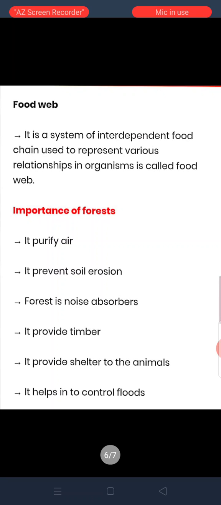Food web. It is a system of interdependent food chains used to represent various relationships in organisms, called a food web. What is a food web? It is an interconnection of different food chains. It forms a network-like structure that is known as the food web.